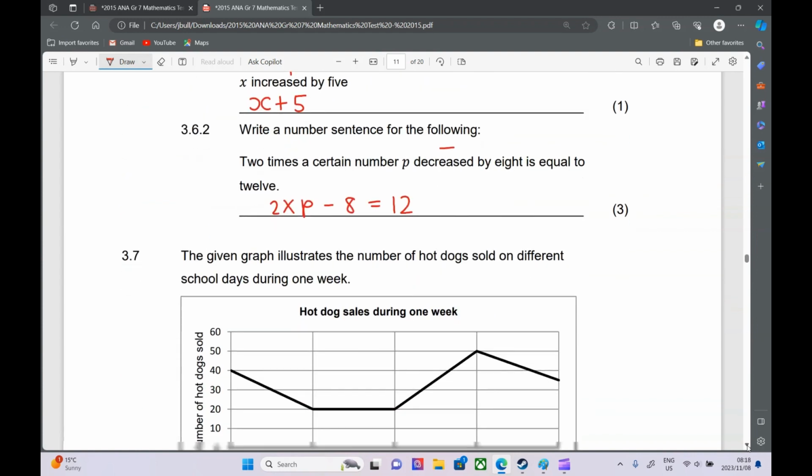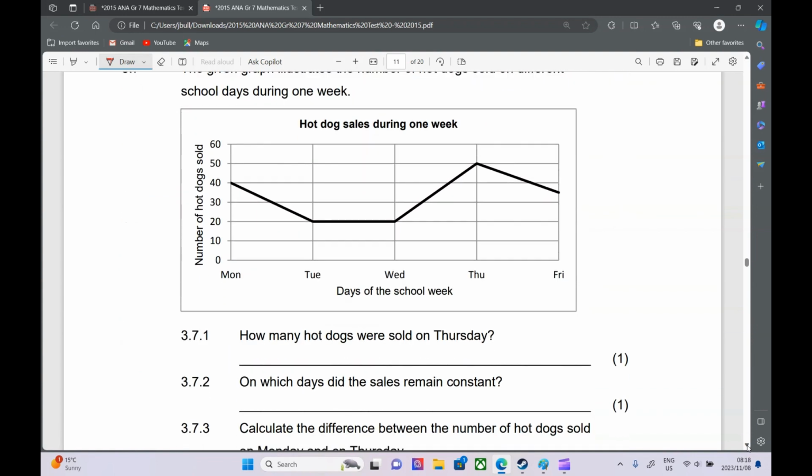Okay, the given graph illustrates the number of hot dogs sold on different school days during 1 week. How many hot dogs were sold on Thursday? We go to Thursday, we mark off here, and then we've just got to read off across here. We can see it was 50 hot dogs sold on Thursday.